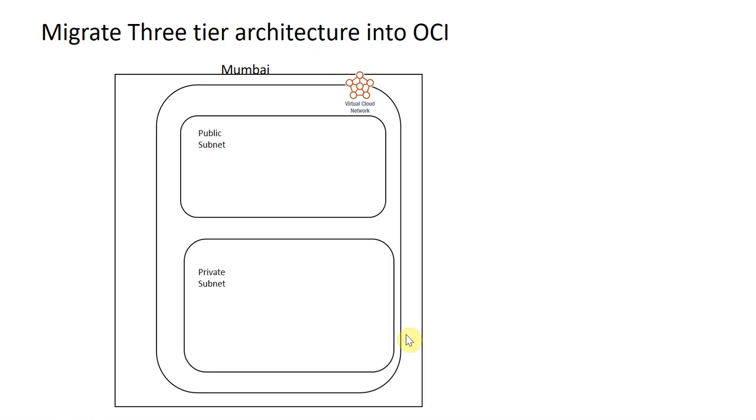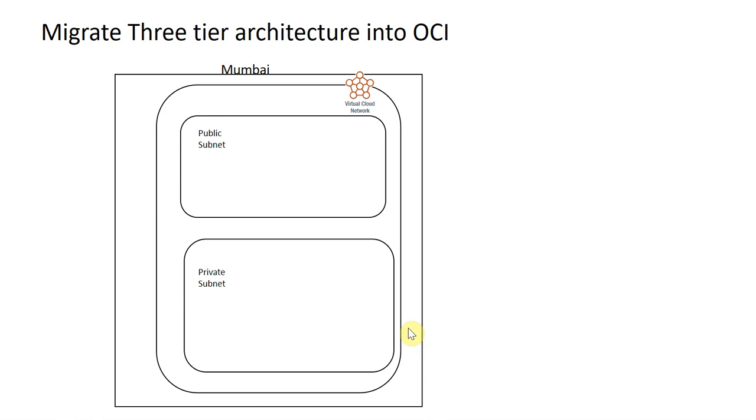The subnets are the small groups of the VCN, virtual cloud network. It will have a small CIDR range, that is a subset of whatever we have allocated to the VCN. We have two kinds of subnet, public and private. The public subnet will have the public IP as well as the private IP. The private subnet will have only the private IP.